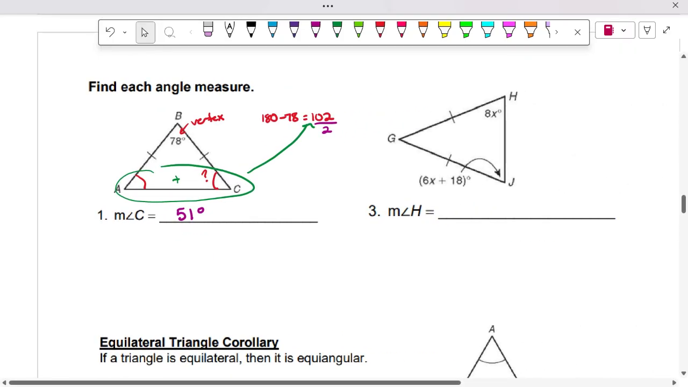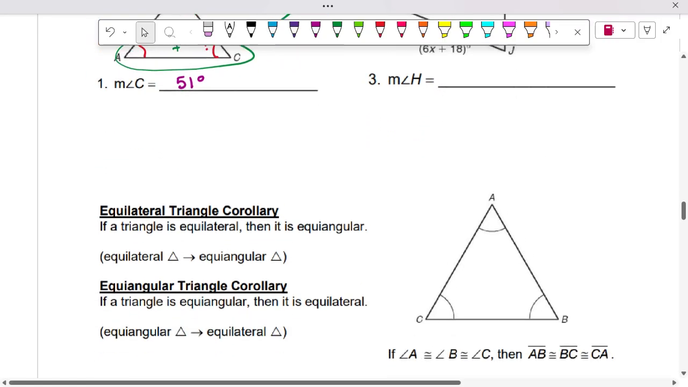All right. Number 3 looks very, very similar to the one we did previously, so I'm going to skip that one for now.